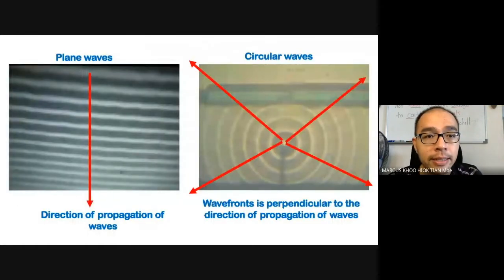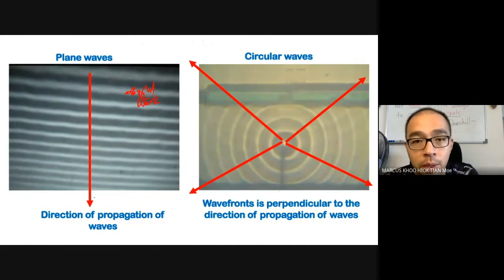Alright, so again, these are plane waves. Straight lines. You will see that they are bright, and dark lines. I will talk about these bright lights and dark lines in a little while. But what is most important is that the plane waves are straight lines and the direction of propagation is this way. Circular waves, also you see the same thing. Bright lights and dark, bright, dark, bright, dark.